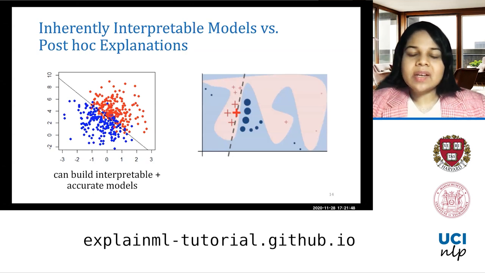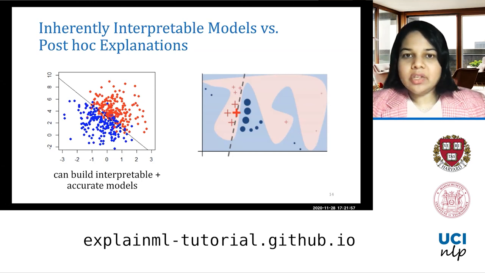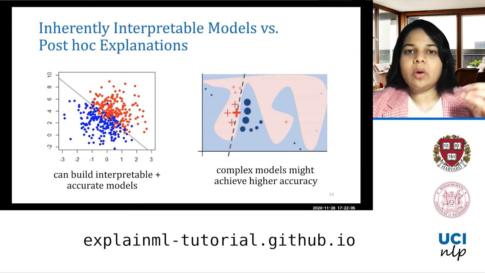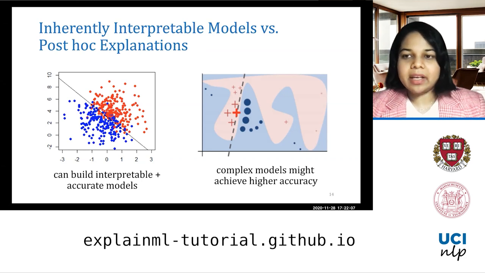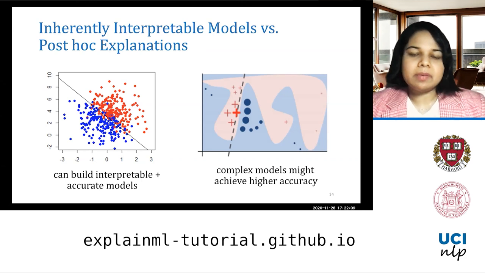In this case, simpler models like linear models may not really be able to capture these complex boundaries correctly, and we may need to resort to using more complex models for the sake of predictive accuracy. Right. So in this case, there is clearly a trade-off between going for interpretability versus accuracy, because complex models might achieve higher accuracies. And in such cases, we might resort to using post hoc explanations.